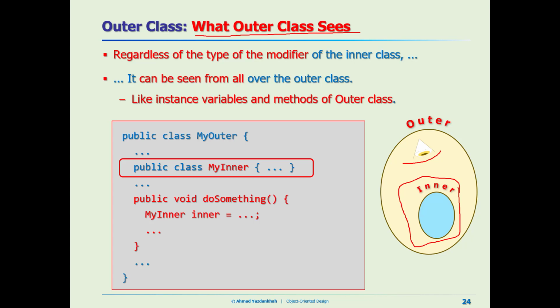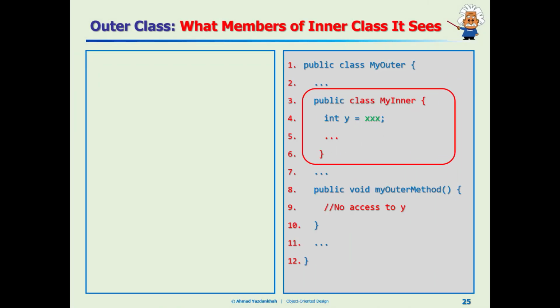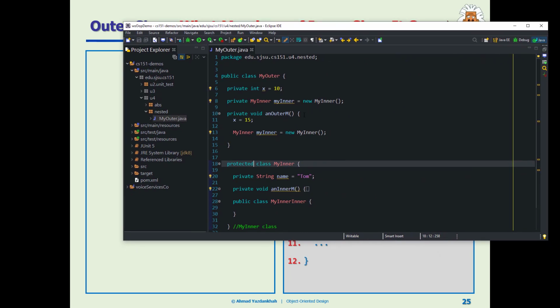Okay, now this next question is more important. What members of the inner class can the outer class see? What does it mean? It means that now we have a private name here, right? The question is, can the outer class see this? Let me make it public for sure. Make this public as well, even though I don't recommend having public instance variables at all. No, never ever. But this is just for a demo.